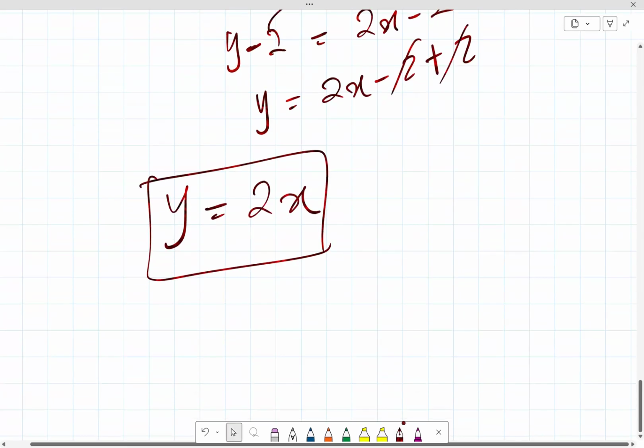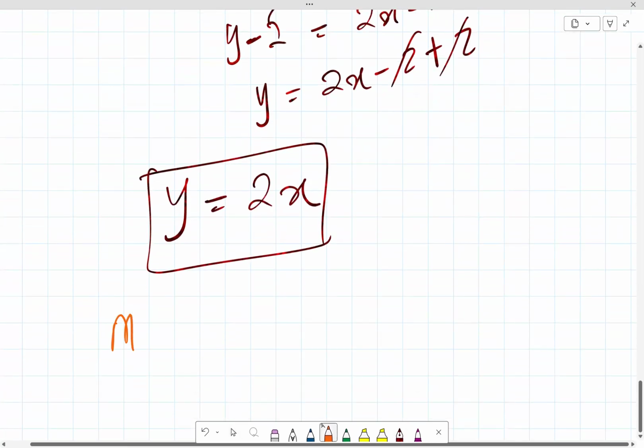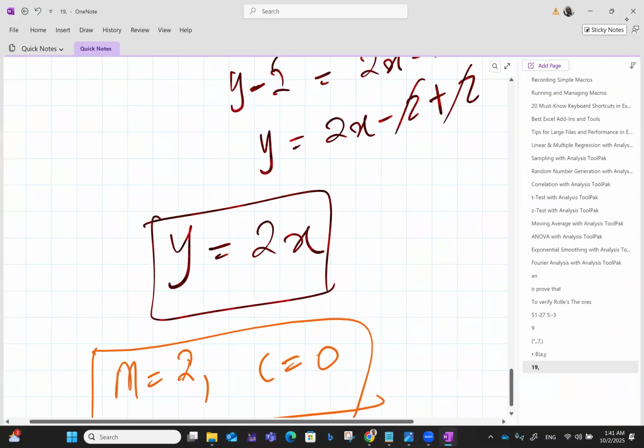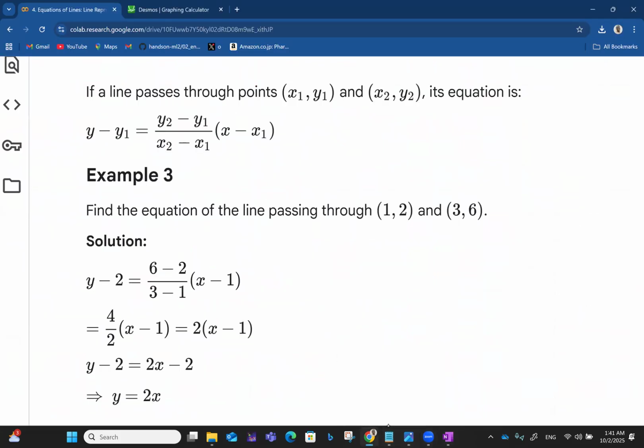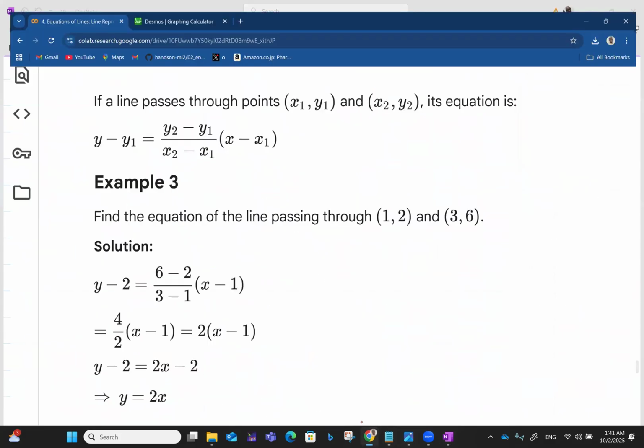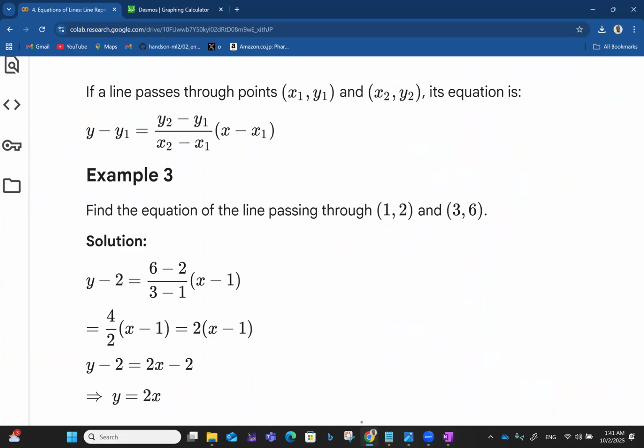So if you want to read this off now, you know that the slope is 2, and the y-intercept is 0 because we don't have a y-intercept here. So that is the equation of a straight line when you have any 2 points through which the line passes, that's how to get it. So we have seen the slope intercept form, we've seen the point slope form, and now we have seen the 2 point form.